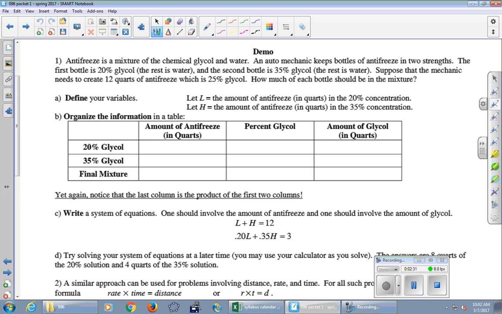So we got 2 different strengths. The 35% is more chemical than the 20% one. You understand what these different jugs mean? Is it clear? 20% is this chemical and the rest is water. 35% is the chemical and the rest is water. Would you guys agree that I could mix these 2 jugs, the 20% and the 35%, and make a new mixture that is some percentage between 20 and 35? Like you could use all the 20 and then it's just 20, or you could use all the 35 and then it's 35. If I went like equal amounts of both, what percentage would I end up with?